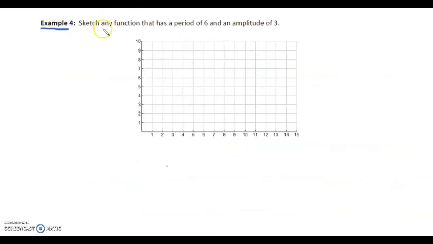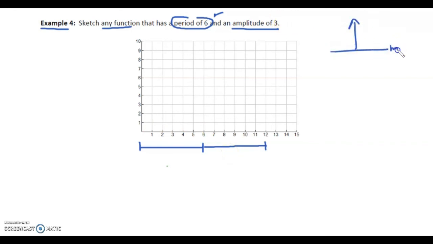Okay, we're going to sketch any function that has a period of 6 and an amplitude of 3. Wow, we're really on this 6. So it's going to go from here to here, and then from here to here, and repeat, okay? And then it's going to have an amplitude of 3. So from the middle to the top is going to be 3 units, and from the middle to the bottom is also going to be 3 units. So we can pick any, like let's pick from, we're going to go from 3 to 9 then. 1, 2, 3, okay, and 6, another 6 in our lives. 6 is going to be like the middle.